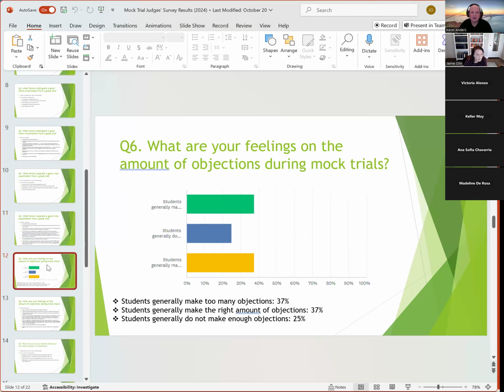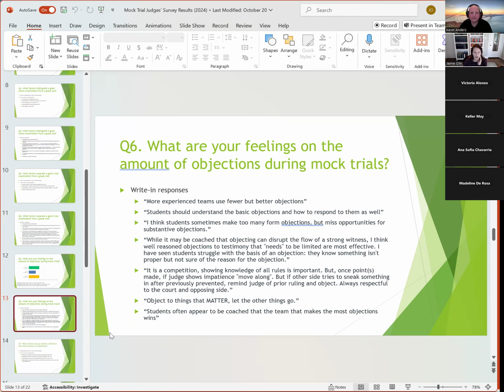Okay. So, amount of objections. We've already talked about this. We're not going to spend much time on it. But the presiding judges were pretty split on whether students make too many objections or the right amount of objections. Those were split 50-50. The fewest number of mock trial judges thought that students don't make enough objections. And then I'll skip this because we already talked about objections.